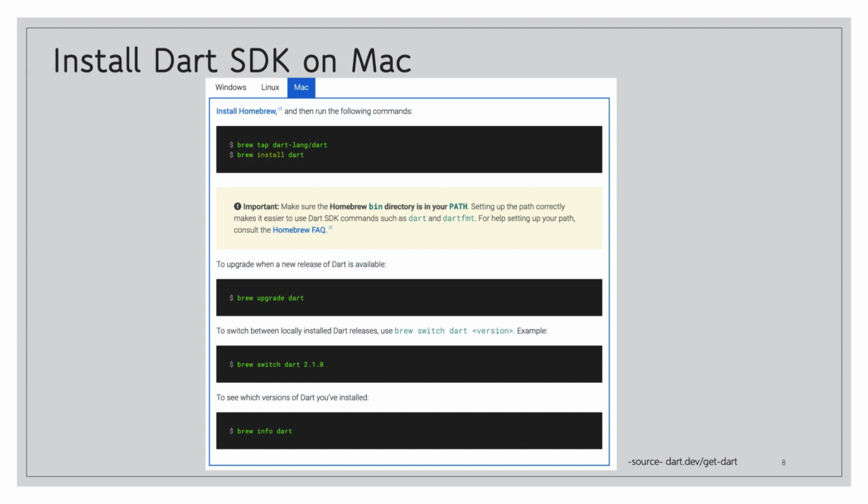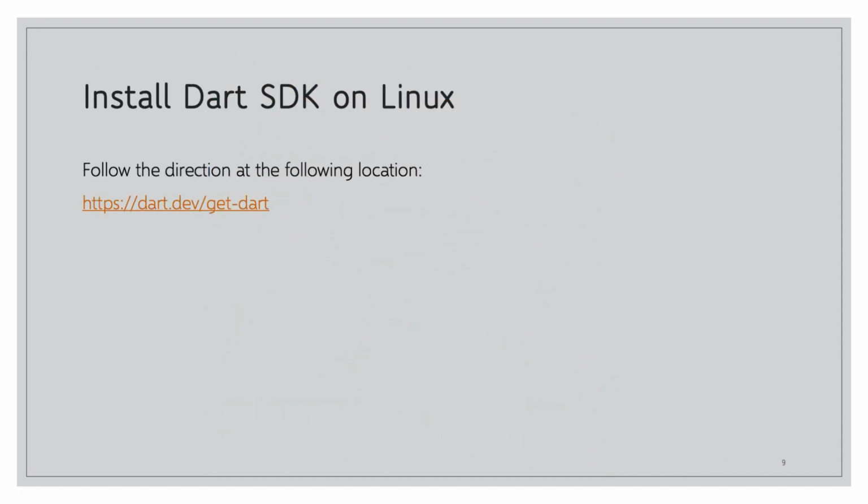There's also syntax here to upgrade, to switch between Dart versions or releases, and also to see which Dart version you have installed. And if you are using the Linux OS, please go up to dart.dev/get-dart for some lengthy directions on how to get this installed on Linux.